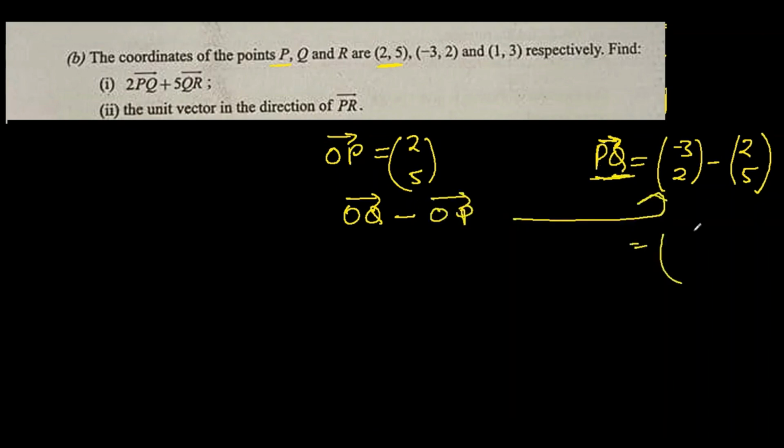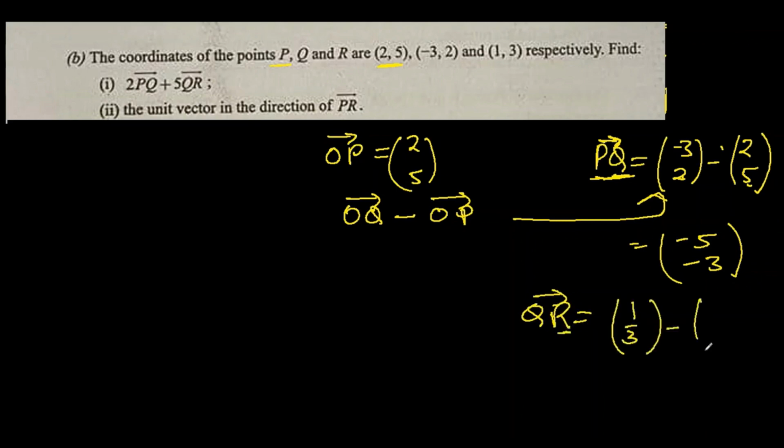So minus 3 minus 2 will be minus 5. 2 minus 5 is minus 3. This is PQ. Similarly, we'll find QR now. The position vector of R is 1, 3, minus the position vector of Q, which is minus 3, 2. It is 1 minus minus 3, 4. 3 minus 2, 1.